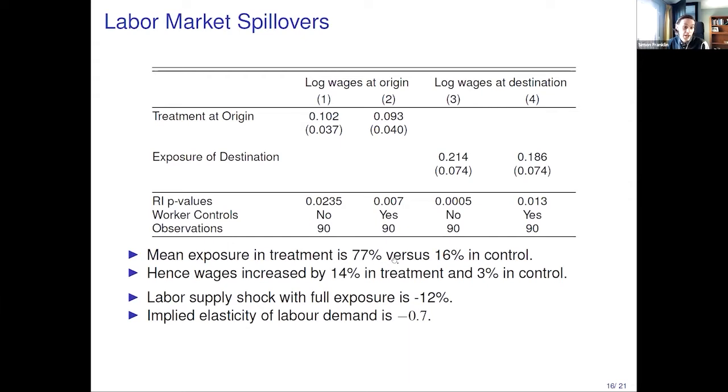Okay. And just to give you a sense of it, exposure to the program is much higher in treated areas than in control areas. And wages therefore increase a lot more in treated areas, but they still do increase significantly in control areas as well as in treated areas, something that we would have missed if we hadn't done this analysis. Okay.